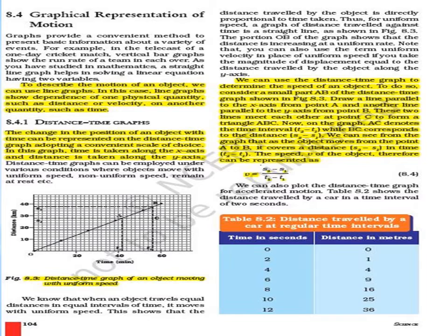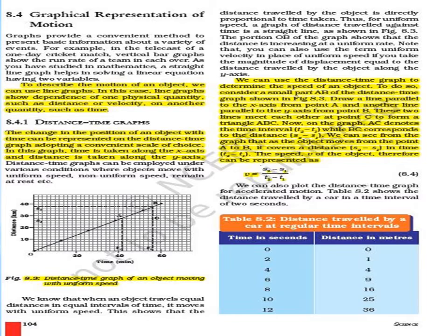The change in the position of an object with time can be represented on the distance time graph adopting a convenient scale of choice. In this graph, time is taken along the x-axis and the distance is taken along the y-axis. That is how the position of the object changes can be understood from the distance time graph.